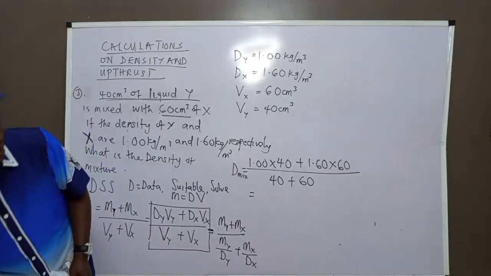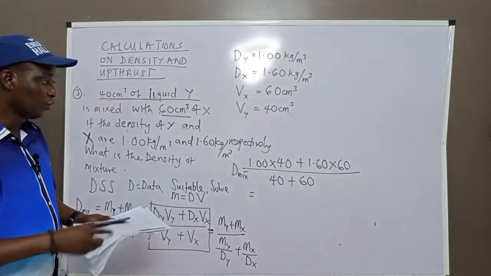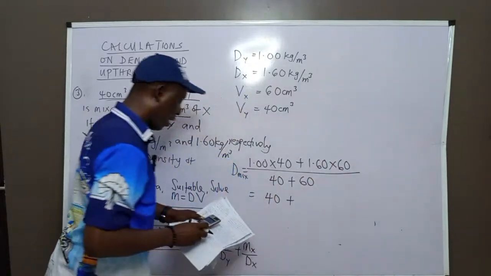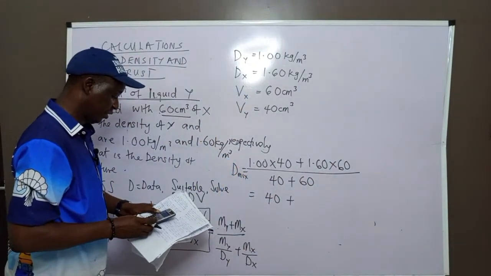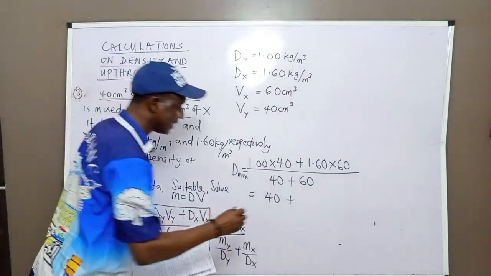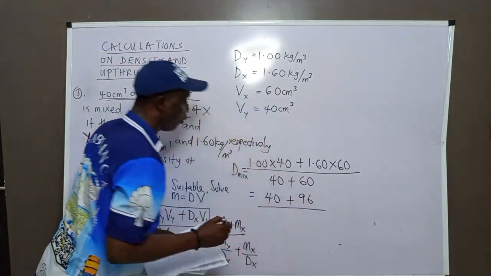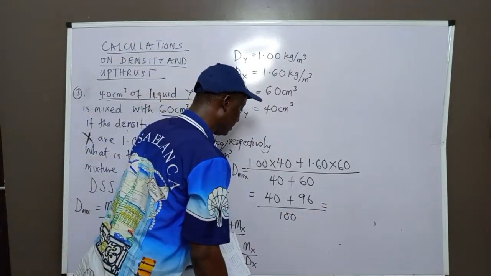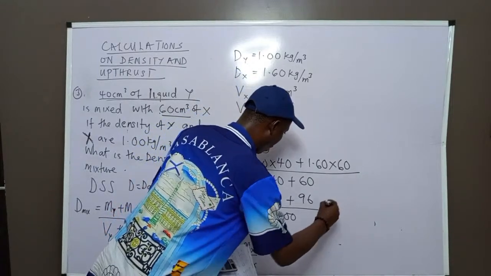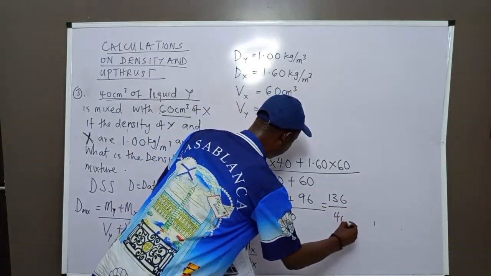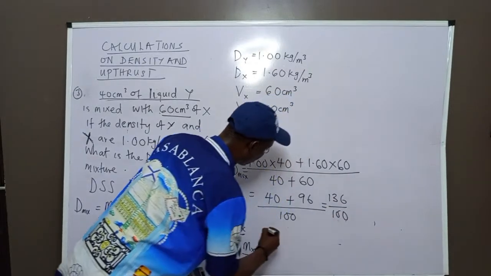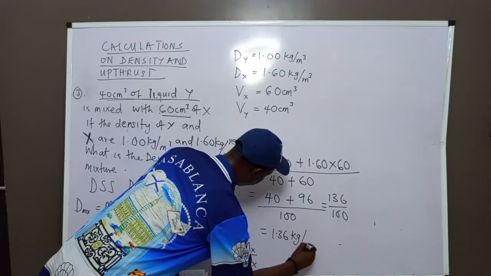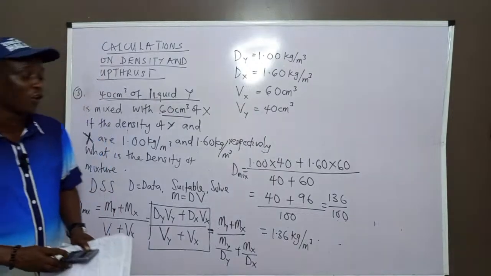So what we're going to do now is to calculate. This will give us 40: 1 times 40 plus 1.6 times 60, which is 96. Divide by 100. So 96 plus 40 will give us about 136, divided by 40 plus 60, divided by 100. So the final answer will be 1.36 kilogram per meter cube. That is the density of mixture you are going to have.